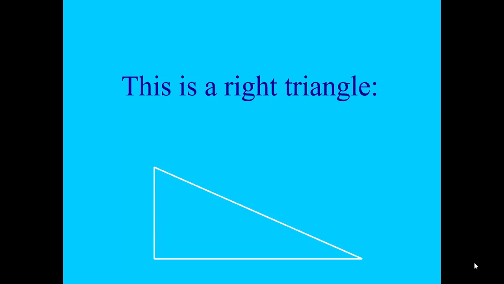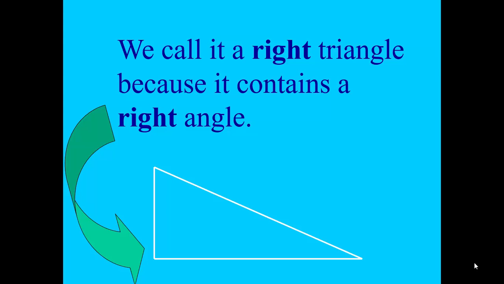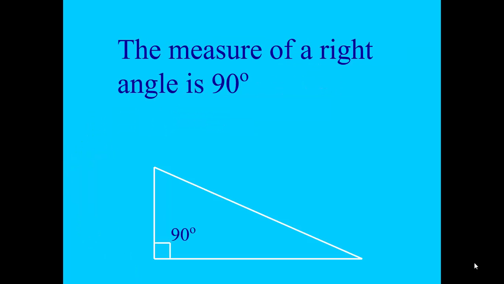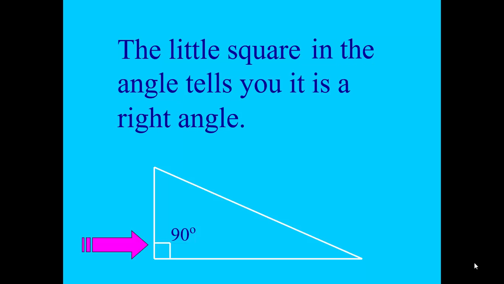So we're going to start by going off of the basic knowledge that we have previously had. This is an example of a right triangle, and we know that it is a right triangle because it contains a right angle. So the measure of a right angle is always 90 degrees. We've briefly touched on this. The little square inside the angle is a representation to help us as mathematicians recognize, oh, I know that is a right angle.